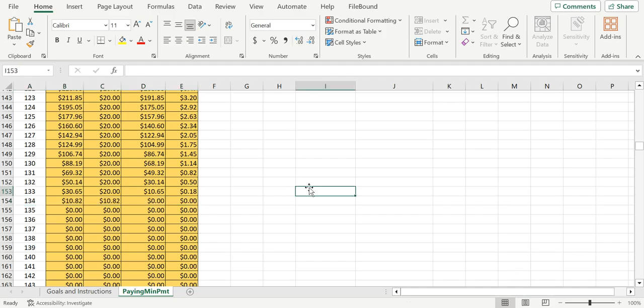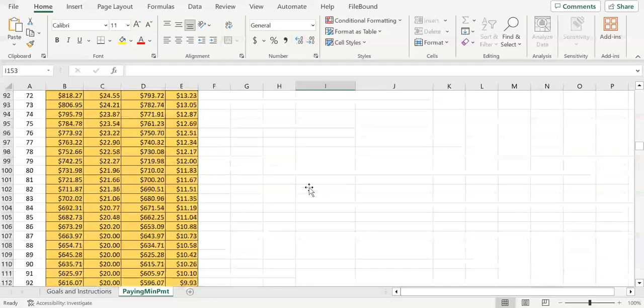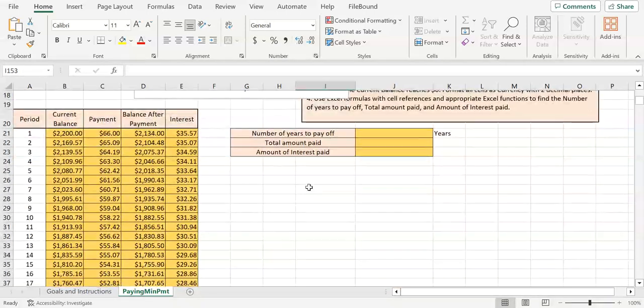All right, so now we need to determine the number of years it took us to pay it off, the total amount paid, and the interest. This is back up to the top. Those are these three cells here. So we need to determine the number of years to pay it off in years. So we need to take the final period divided by the number of periods for each year.